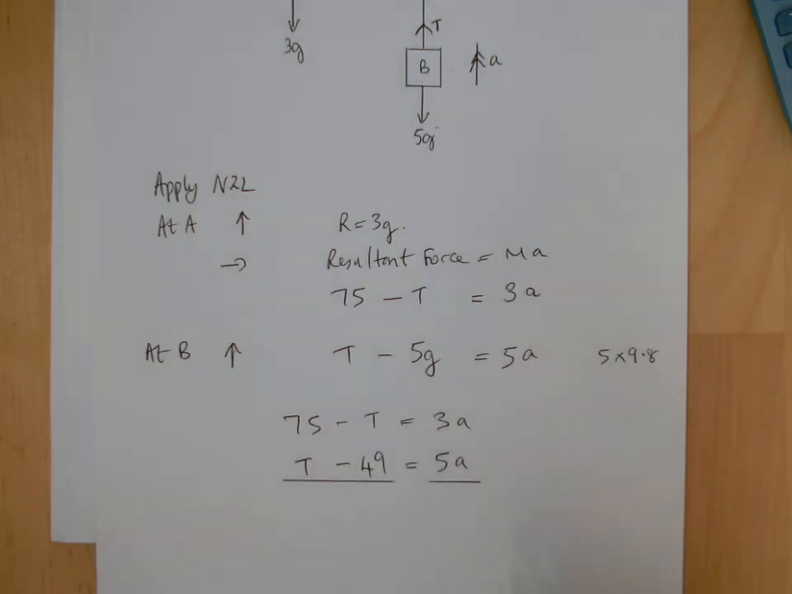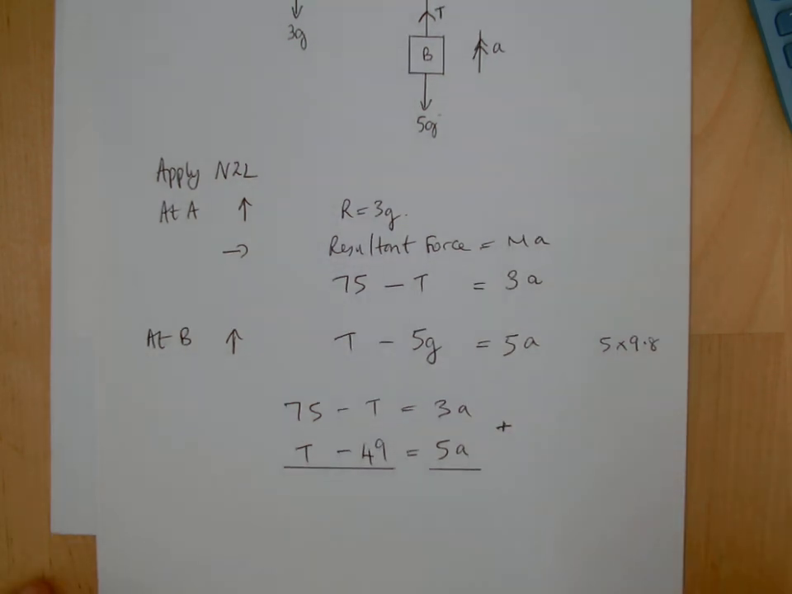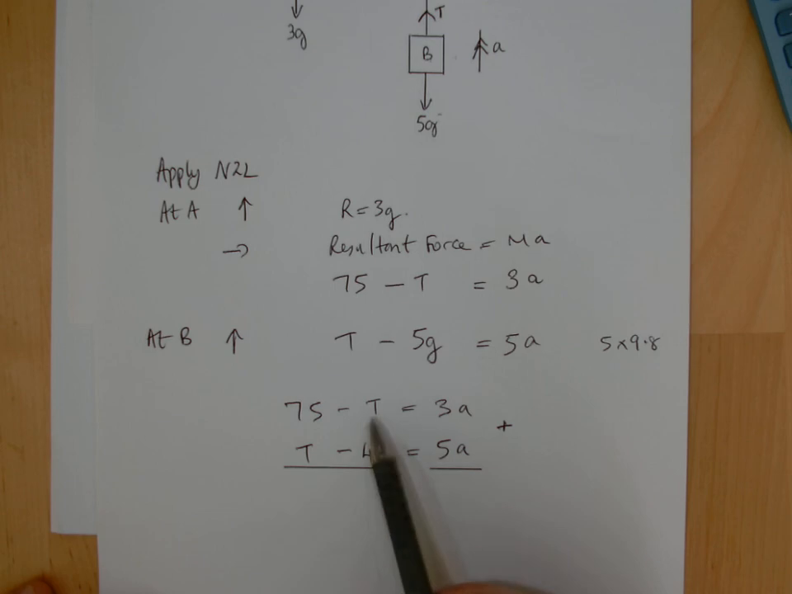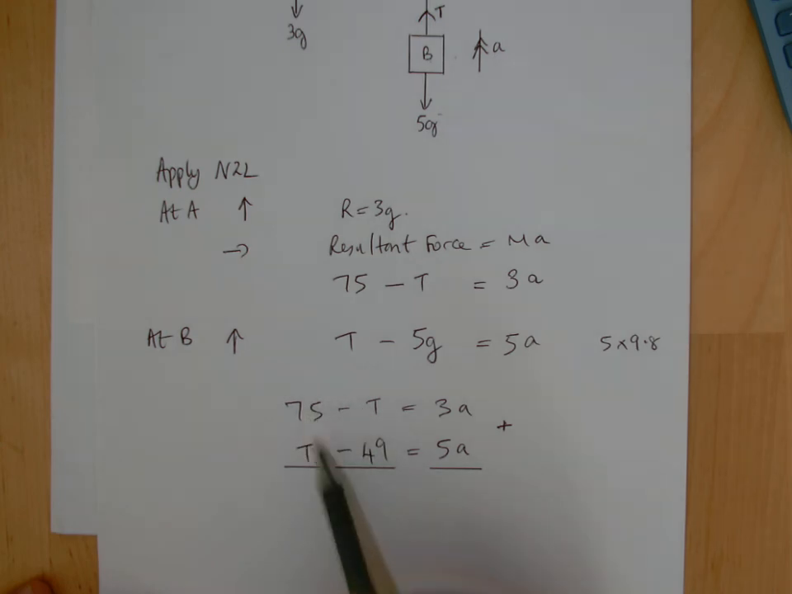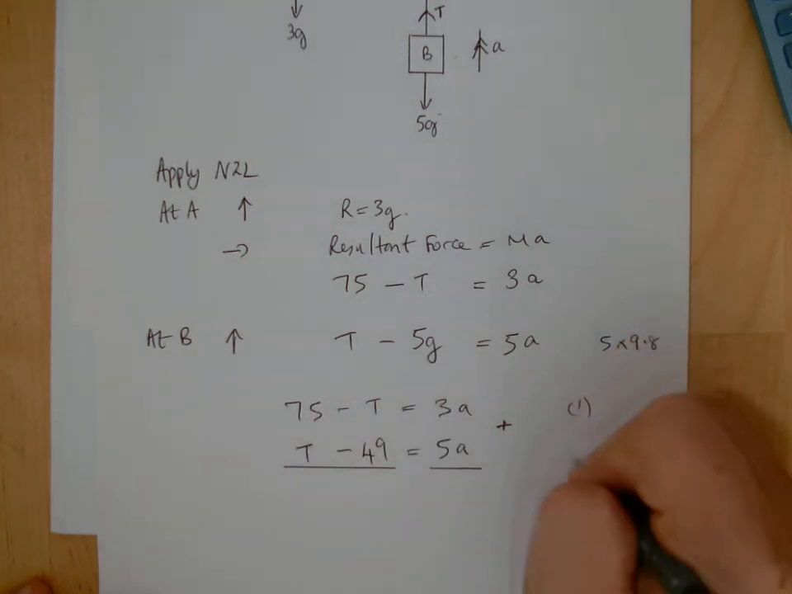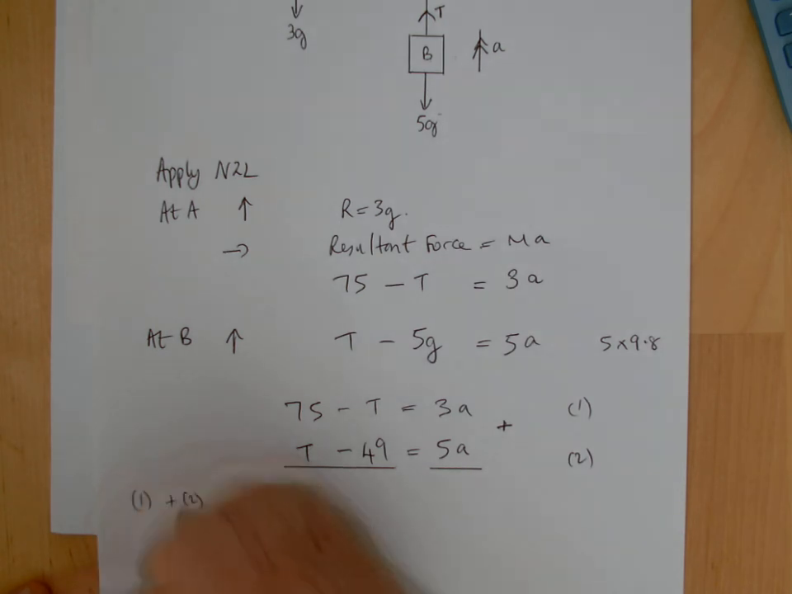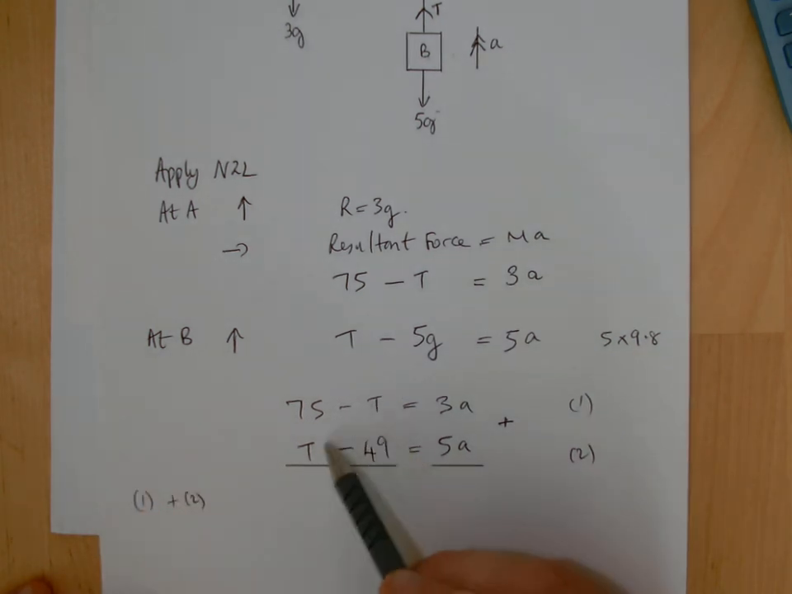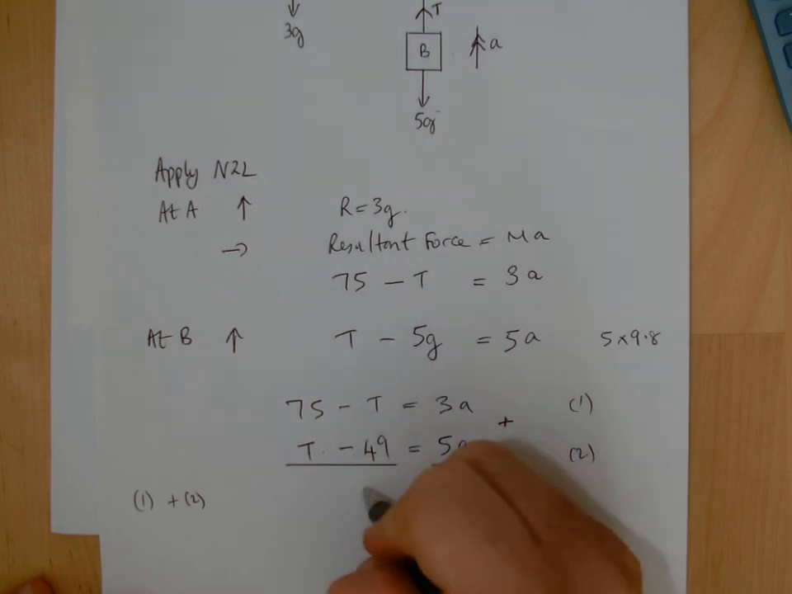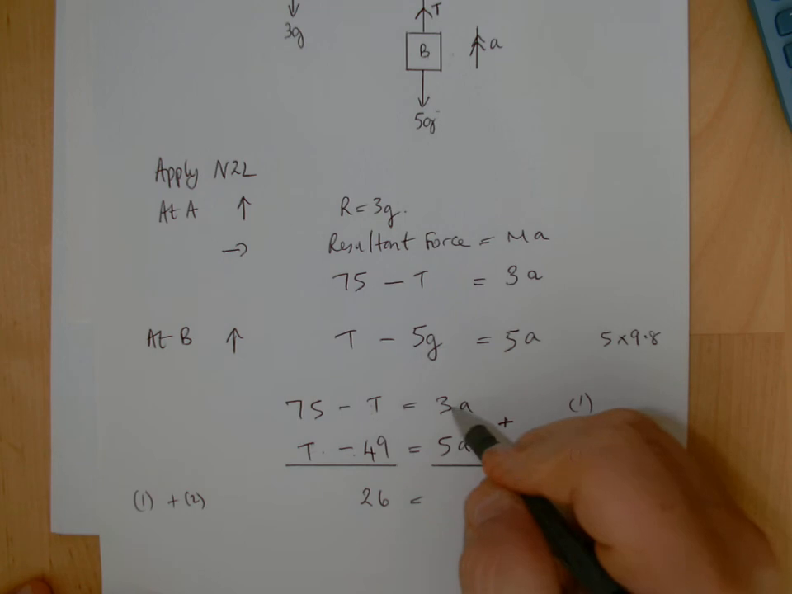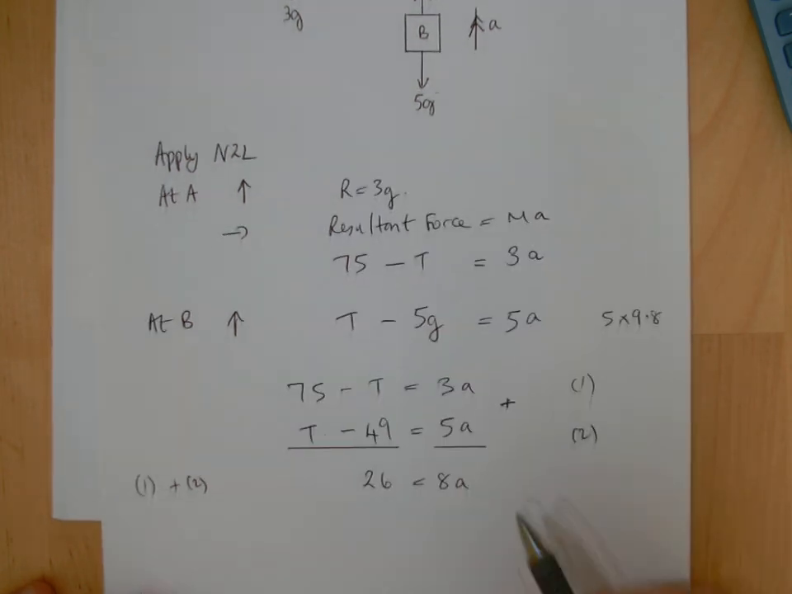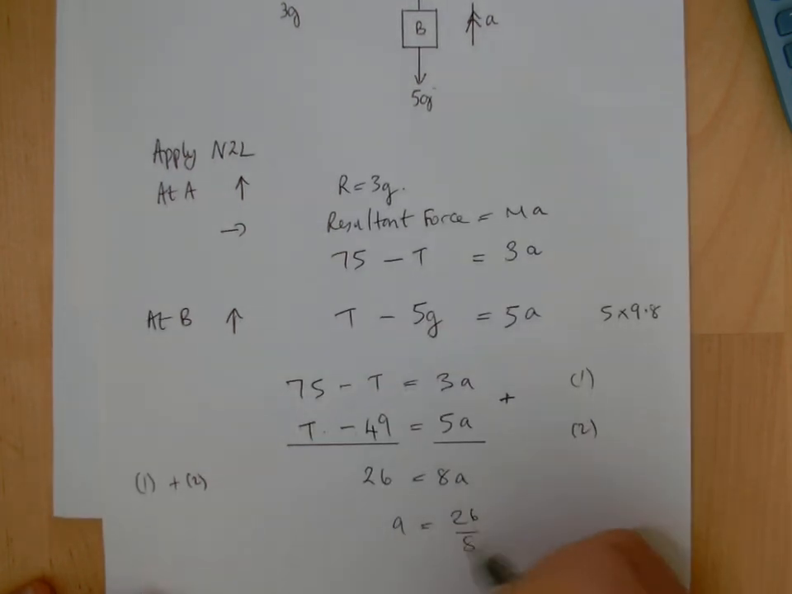With simultaneous equations, we solve them. And it's really easy to do this because all you've got to do is add them. Literally, you just add them, because when you add them, the T terms cancel out. Minus T add T is 0. So if you call this equation 1 and 2, you're just literally adding them. Minus T add T is 0. 75 add minus 49 is 26. And 3 add 5 is 8, so 8A. To get A, you just do 26 divided by 8.